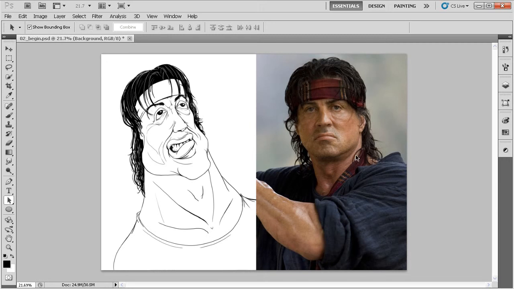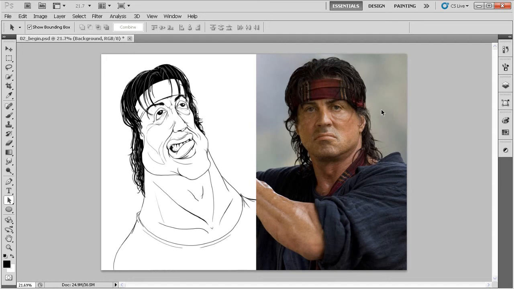So you can look here and see that on the right we have a photograph of Mr. Stallone, and on the left we have a caricature of Mr. Stallone. You can see that several of his features have been exaggerated. They're not being depicted exactly as we see them on the right.